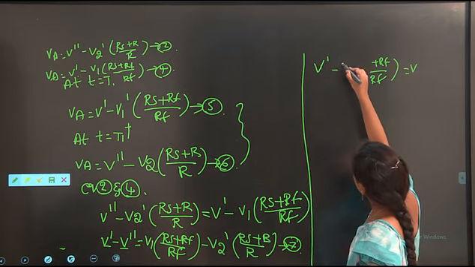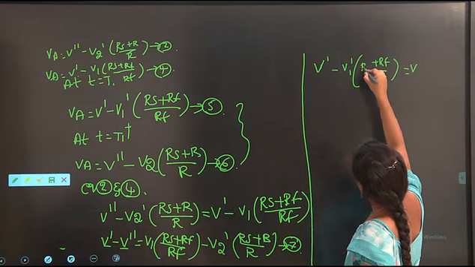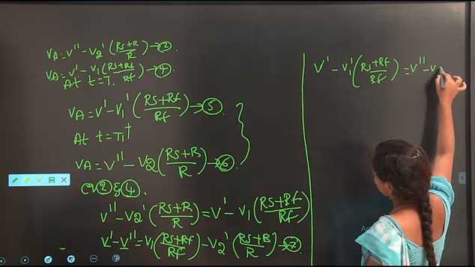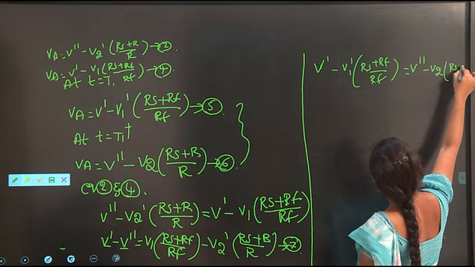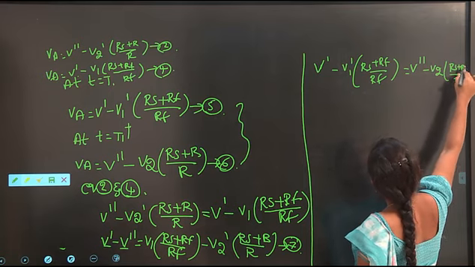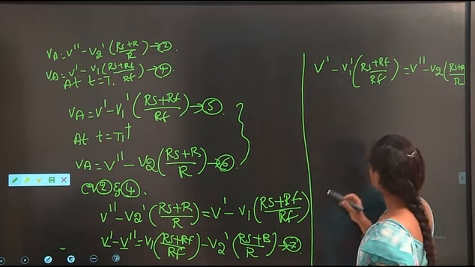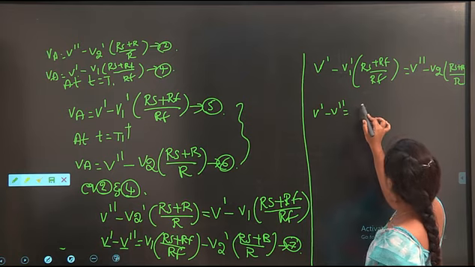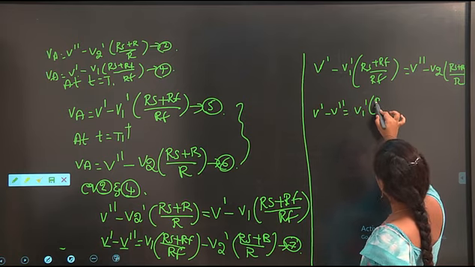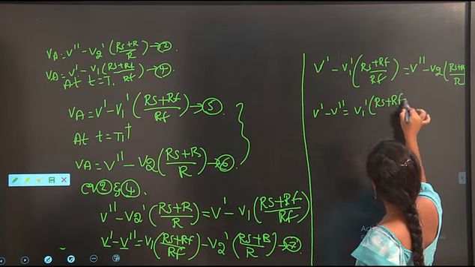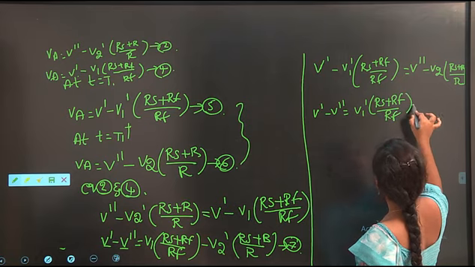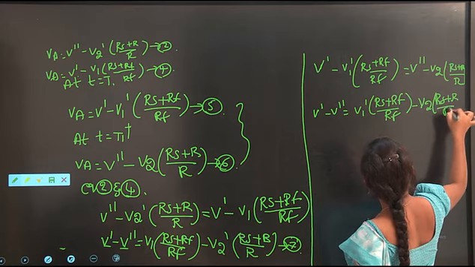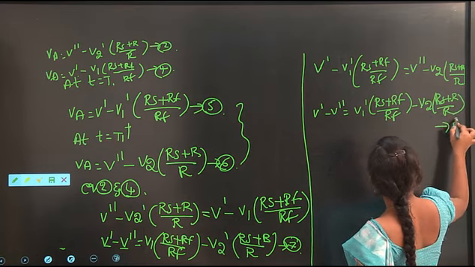So V dash minus V1 dash (Rs plus Rf)/Rf, and that is V double dash minus V2 (Rs plus Rf)/R. So again I have to write like this, that is V1 minus V double dash, which is equal to V1 dash (Rs plus Rf)/Rf minus V2 (Rs plus Rf)/R. So this is taken as equation number 8.